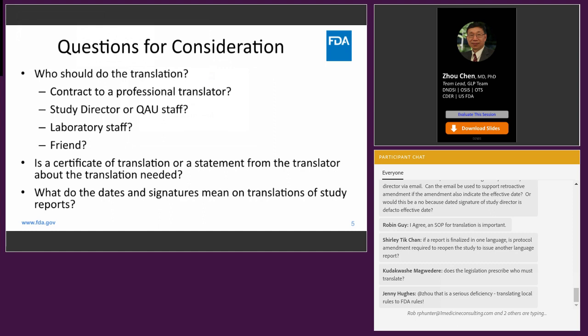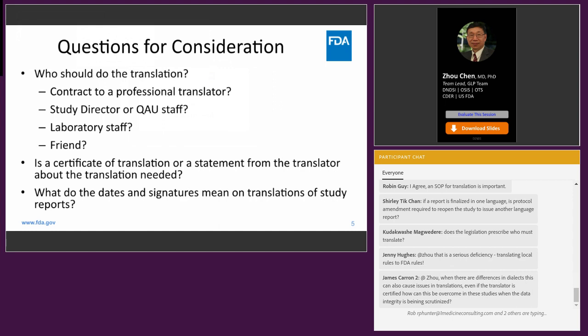And also here, the second question is whether a certificate of translation or statement from the translator about the translation is needed. Okay, so we have seen different practice, and the FDA reviewers have concerns for the quality of translated reports. So if a translation certificate is needed, the question here is how can you convince the FDA reviewers or show the translation is valid?